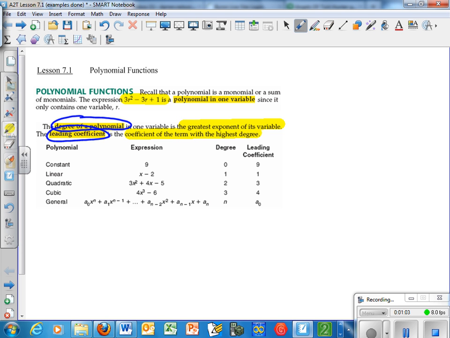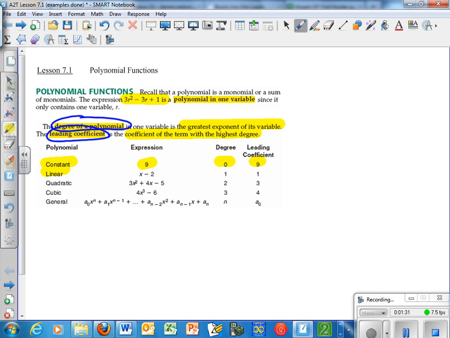Now these are different types of polynomials. We have a constant, which would just be a number term, 9. That is degree 0 because it does not have an x term. That would be like x to the 0 power. There's no variable term on it. If you have a constant term, the degree of that term is 0 because there's no variable on it. So the lead coefficient would be 9. So that's with a constant or a number polynomial.